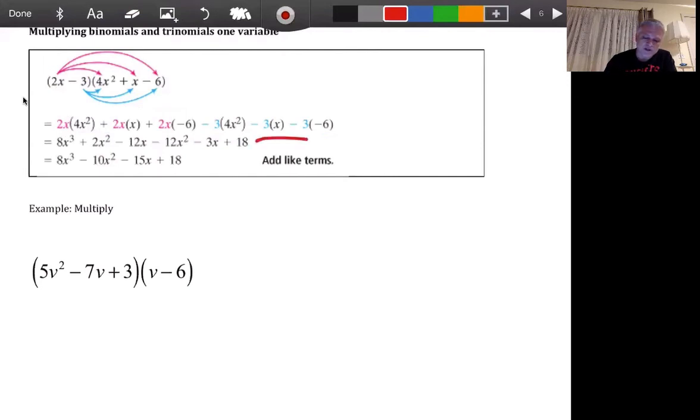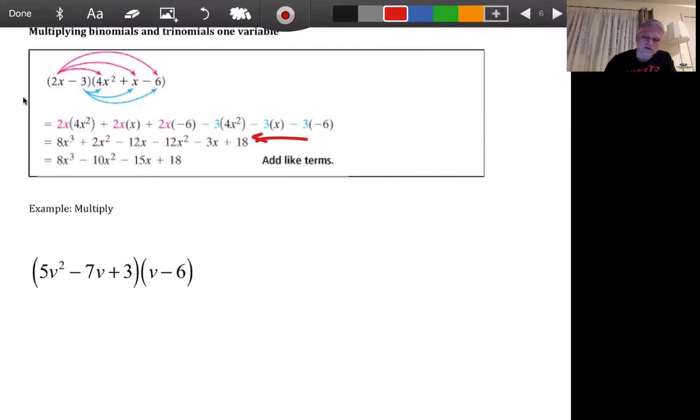And then they looked for like terms. So if you get to here, you go, okay, x cubed. There are no other x cubes. We bring it down. X squareds, we got 2 of them. So we have to combine the like terms there. So they would take the plus 2x squared and the minus 12x squared, and they got the minus 10x squared. And they say, okay, let's go for x. Minus 12x minus 3x. That's where they got their minus 15x.